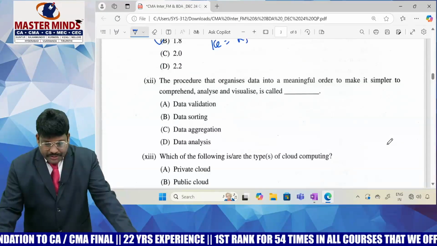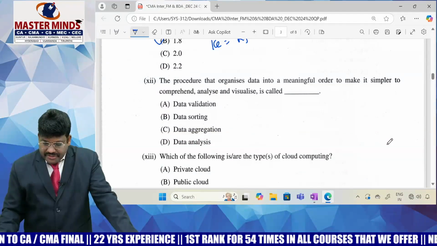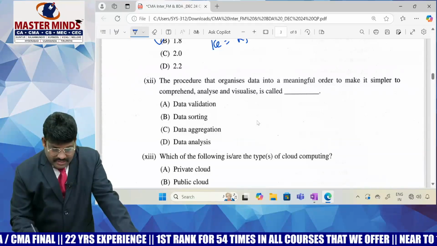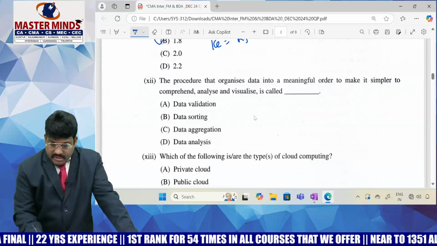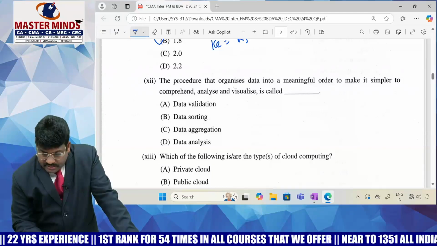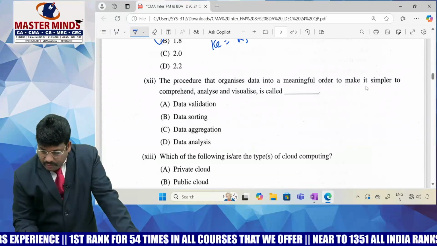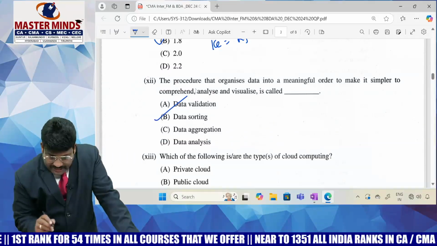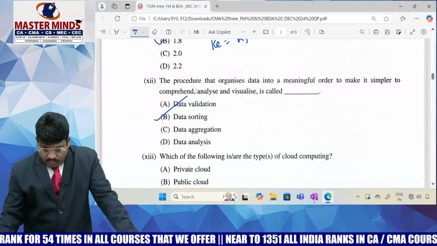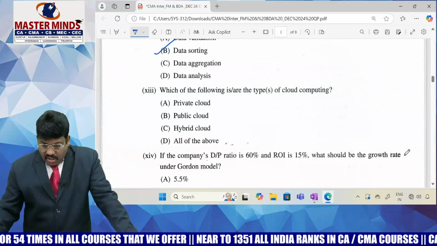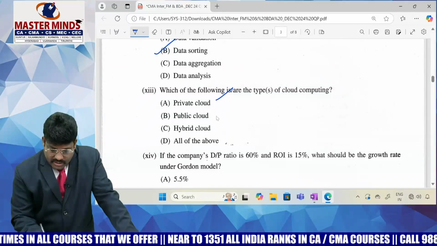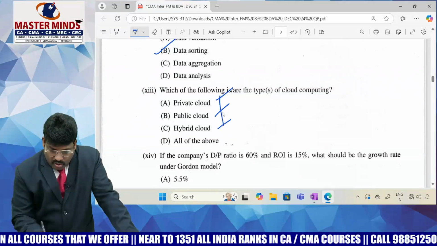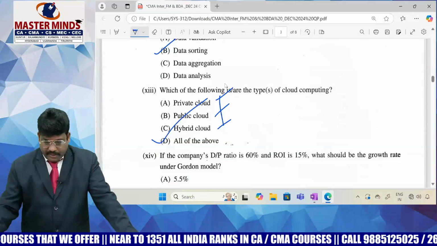Let's move to the next question, the procedure for organizing data in meaningful order. This is data analysis, but absolutely this is nothing but the procedure that organizes data into meaningful order to make analysis and visualization simpler to comprehend, called data sorting. Coming to, which of the following are the types of cloud? Private cloud is there, public and hybrid cloud. All of this is needed. So that's why the answer is all the above.